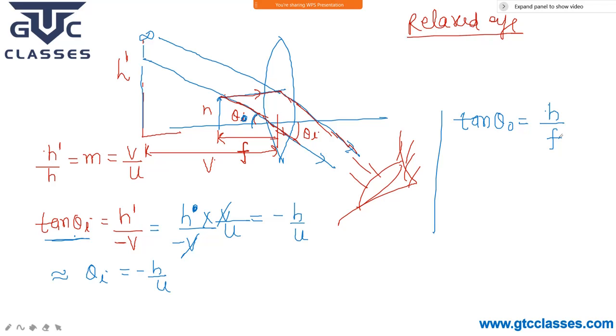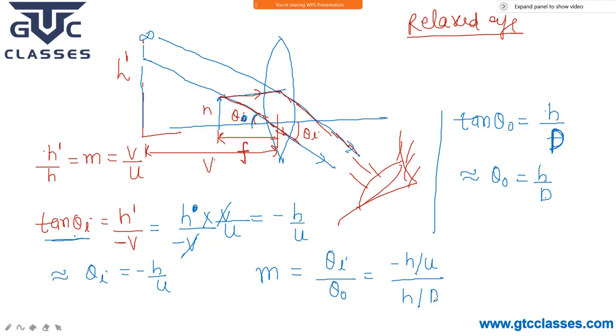Can we write it like this? h upon d. Let's write a d first. D is the distance at which the object is kept. So this is also small, so we can write theta naught. It is nothing but h upon d. Now what is the magnification power? Magnification is nothing but theta I, image by object. Image is how much? Minus h upon u divided by h upon d. So what you got is d upon minus d upon u.